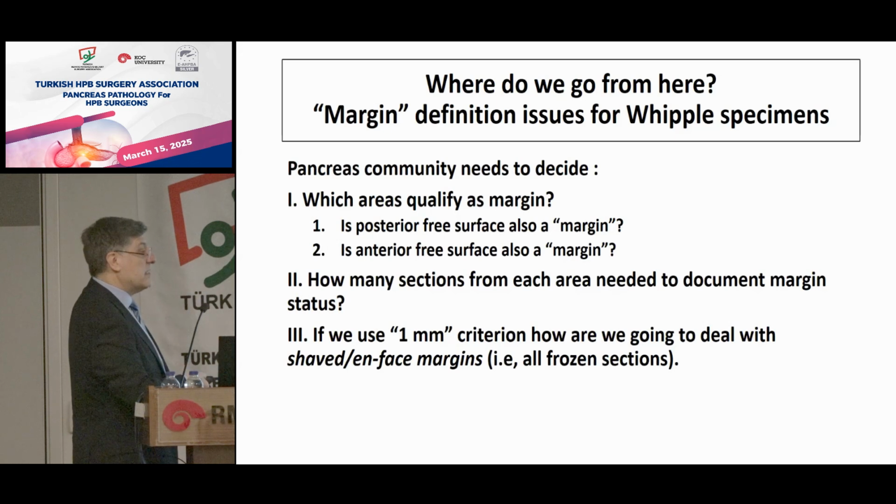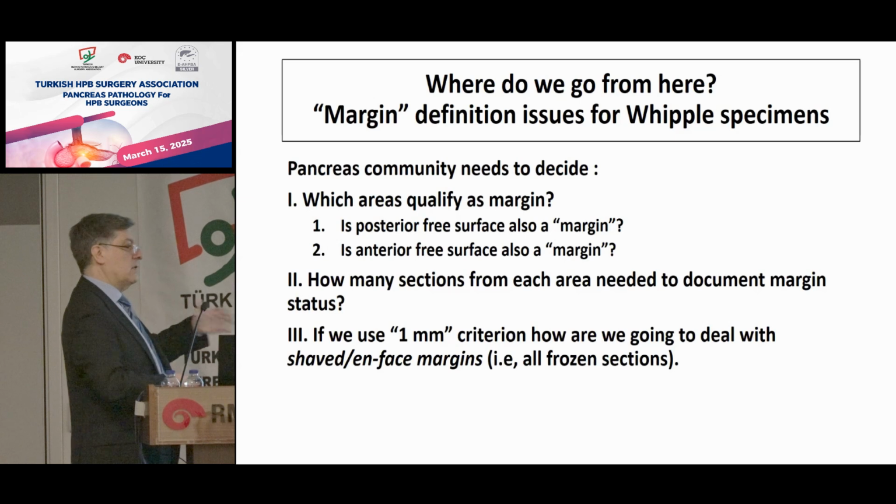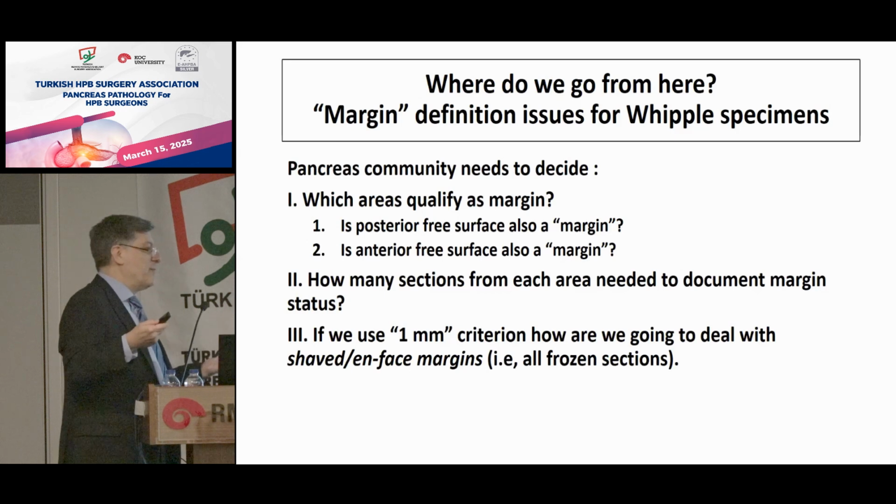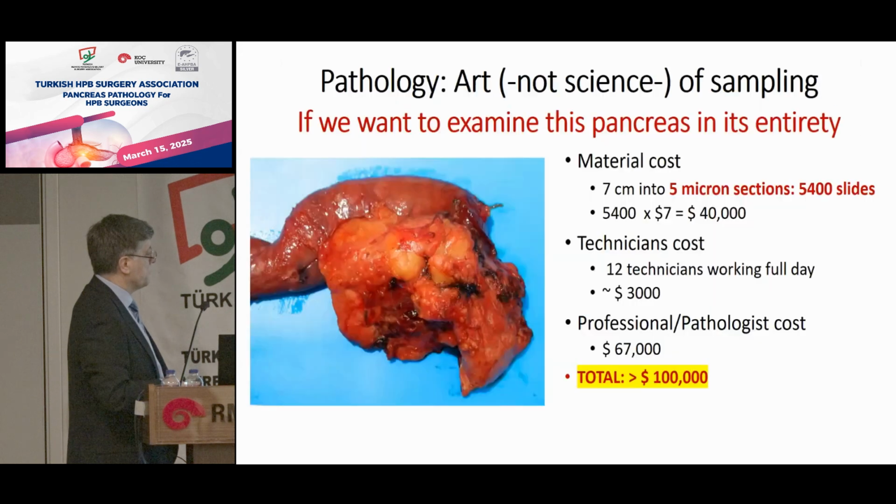Another question is how many sections? It's important to note that some of the studies from German groups, they do total sampling. Well, nobody can afford that. In the US, nobody's going to do that. It's too expensive. But that's what they're doing. Again, paternal, government pays for it. We could probably do it. Not we as Koc, but in Turkey, state hospitals can do it. But it's too expensive. And then, of course, the 1 millimeter criterion.